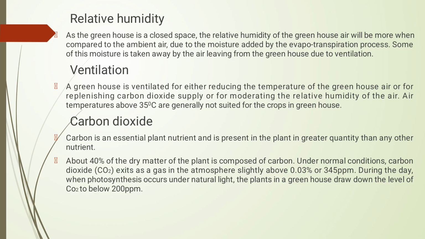Next, ventilation. Ventilation in a greenhouse is used either for reducing the temperature of the greenhouse air, for carbon dioxide supply, or for moderating the relative humidity of the air. Air temperatures above 35 degrees Celsius are generally not suited for crops in a greenhouse.